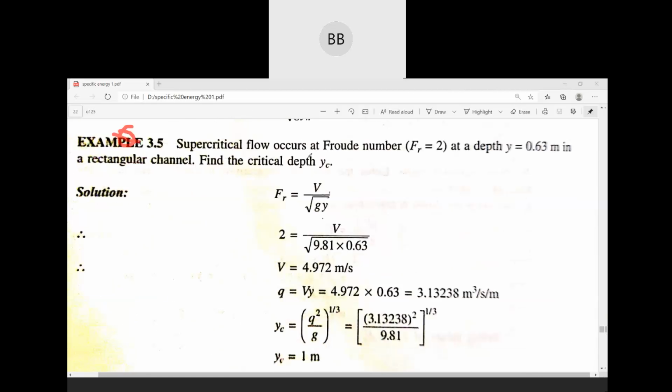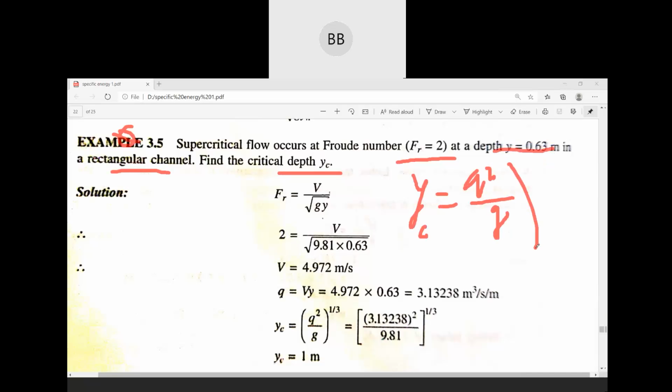That supercritical flow occurs at a Froude number which is given, at a depth which is also given in meters, for a rectangular channel. Find out the critical depth. So we all know the critical depth for a rectangular channel is nothing but (q square divided by g) to the power 1 by 3. So we need to find out the Yc value.